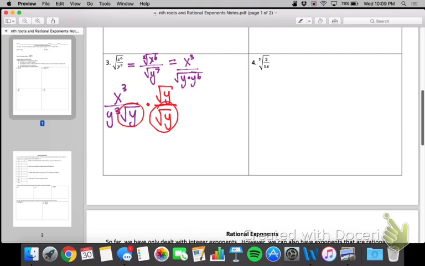So if I do this, I get x cubed square root y in the numerator, and the denominator I would have y cubed times the square root of y squared, because I had square root y times square root y, and the square root and the squared are inverses of each other. So in the denominator, I'll just end up with y to the 4th. So x cubed square root y divided by y to the 4th.